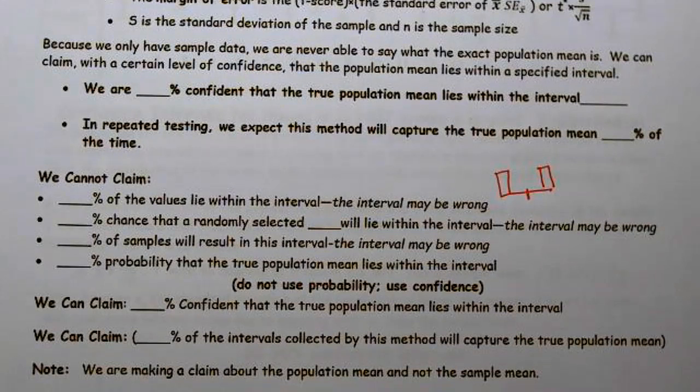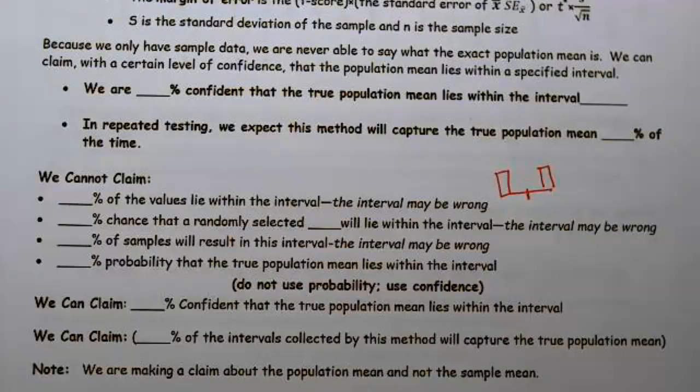Our interval may be wrong, and we don't like talking about chance. We don't like talking about probability when we're talking about confidence intervals. Please just stick to the term confident. We don't like to say likelihood, probability, or chance, so please don't use those words. Only use the word confident.